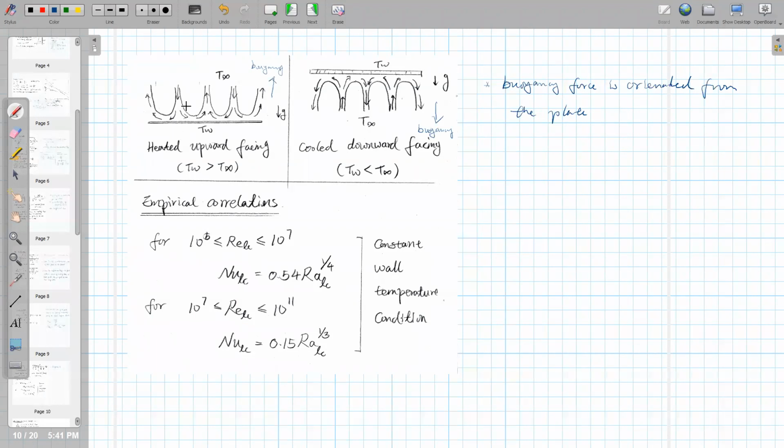Like in this region, it's going up. In this region, it's going down. In this region, it's going up. In this region, it's going down. It's like it's creating a vortex here, and creating a vortex here, going in this direction, and creating a vortex here, and creating a vortex here. Creating a vortex on each of these ball-like structures actually. Similar things happen for the cooled downward facing plate: in this one it's going up, but in this one it's going down, here it's going up. So you have this circulation region formed.